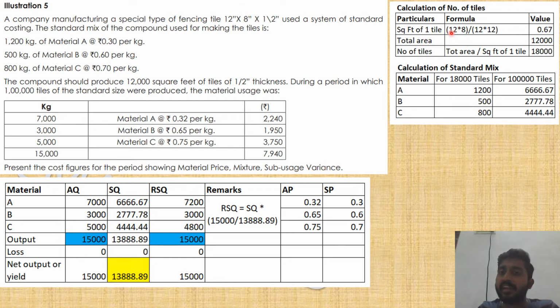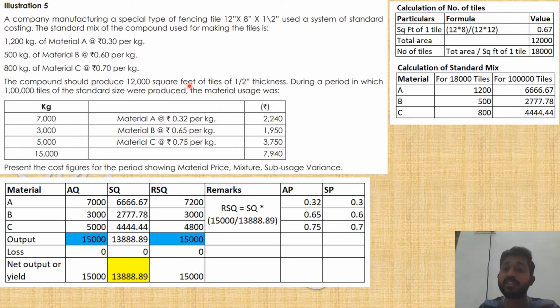Okay, so 12 is the length and it is multiplied by 8, both are in inches. So I am dividing by 12, dividing both the 12 and 8 by 12 to convert them from inches into feet, and we calculate 0.67 square feet is one tile.